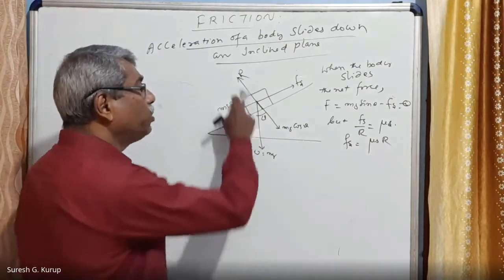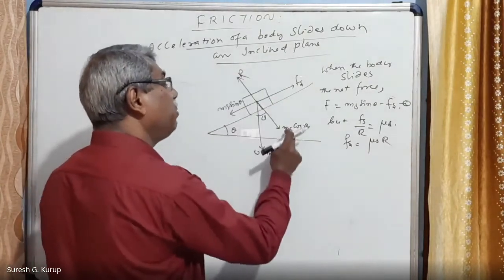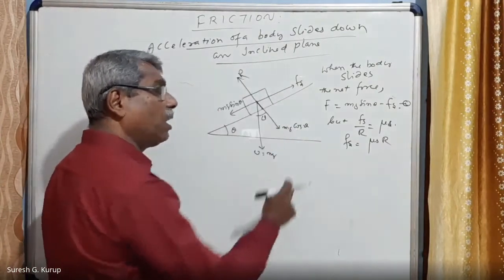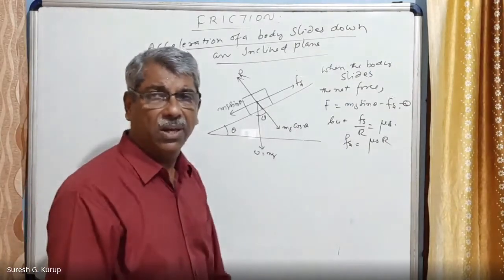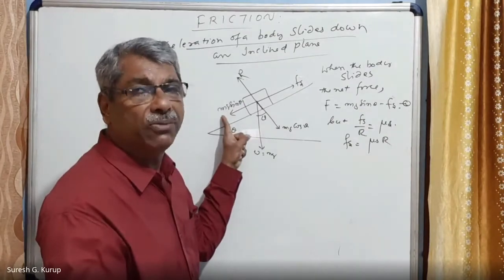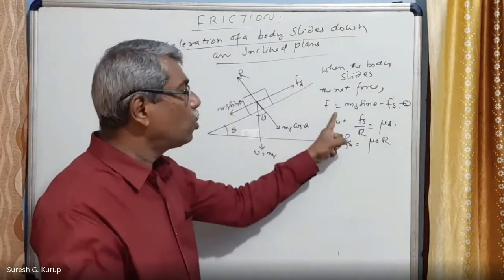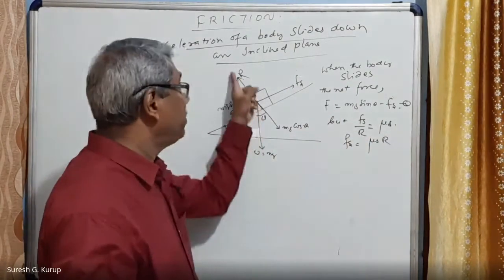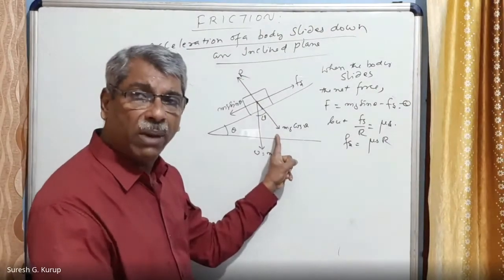But according to this diagram, R and mg cos theta are balancing forces. Which are the imbalanced forces? Fs and mg sin theta are imbalanced forces. Due to imbalanced forces only we have the resultant force. But these two are balanced forces. Why are they balanced forces?